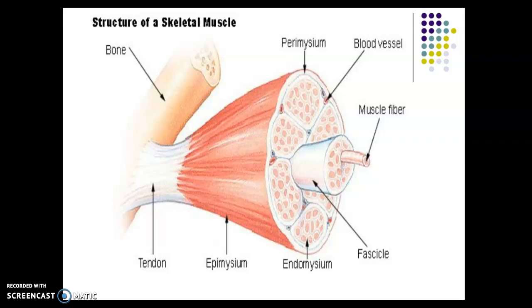Epimysium means on top of, endo means within, peri means around, okay? So you might just think that that's the oddball out in the middle.